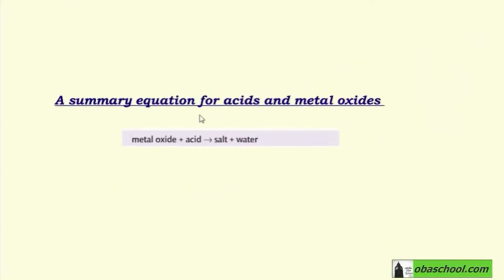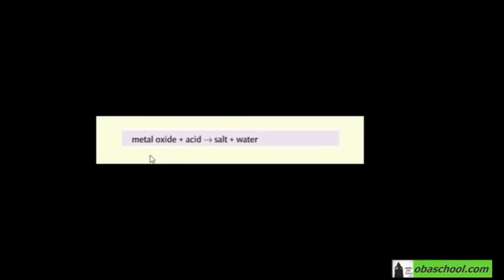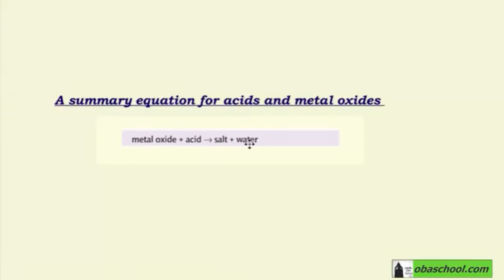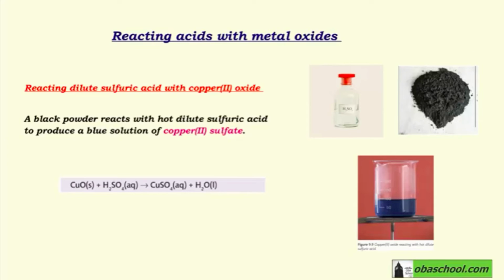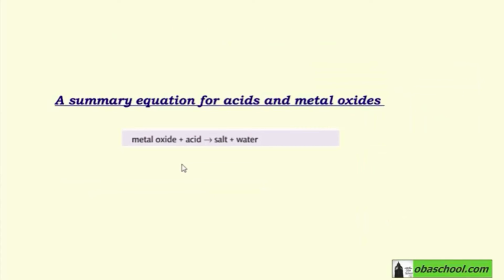A summary equation for acids and metal oxides. So we have a summary equation for the reactions between acids and metal oxides, which is that a metal oxide reacts with an acid to produce salt plus water. In the previous reaction, we had a metal plus an acid which gave a salt. The salt was copper sulfate plus, of course, water. So the equation that must be studied very well is the summary equation: metal oxide plus acid reacts to give salt plus water.